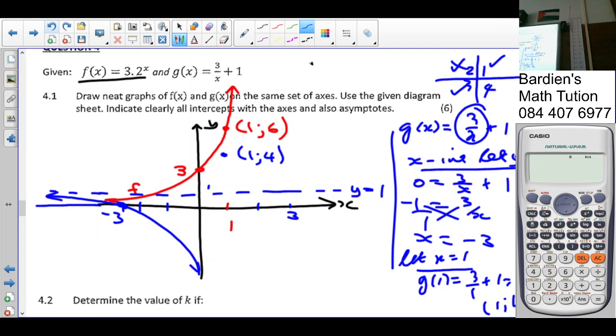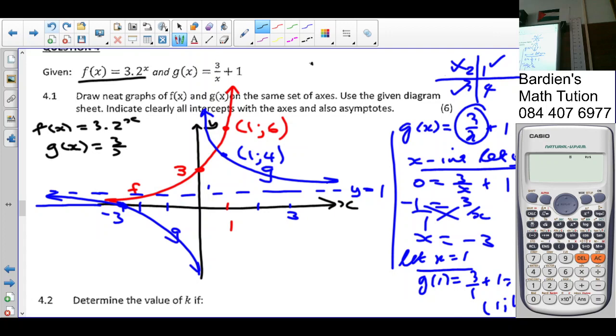Can you see that, people? So the graph is going to come close there, but do not touch. So there is the g of x graph. Label the graphs, don't forget. I'm going to write this here: f of x equals 3 times 2 to the x, whilst g of x equals 3 over x plus 1.